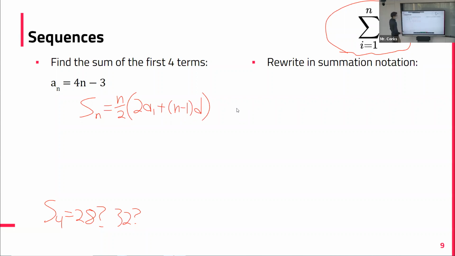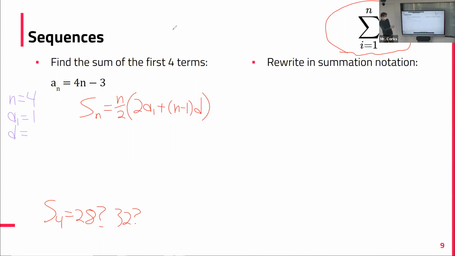Okay, so if we're going to use this formula, then we need a few different parts. So we need our n, which is 4. We need our a1, which we don't have, but what is the first term? 1. So 4 times 1 minus 3, 1. We need d as well. What could our d value be here?